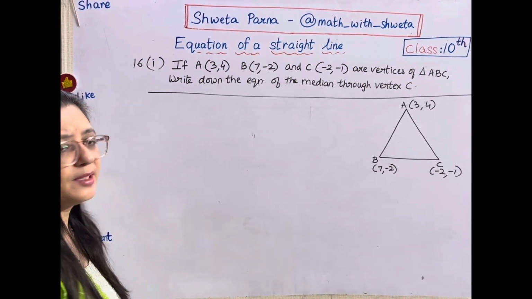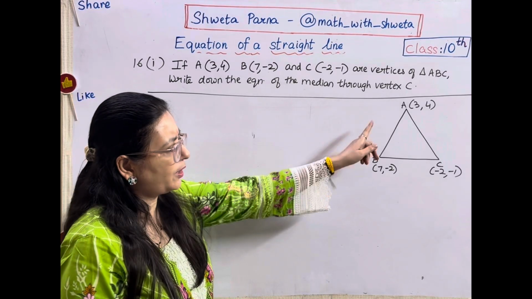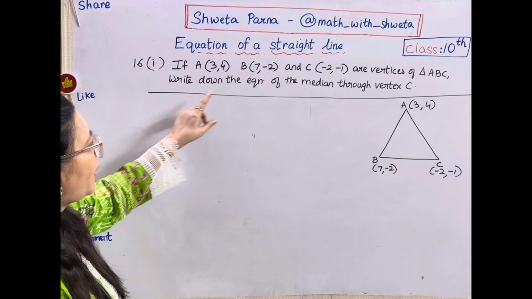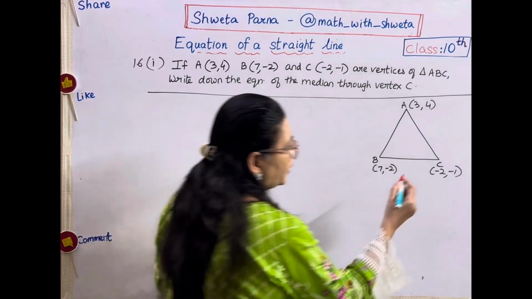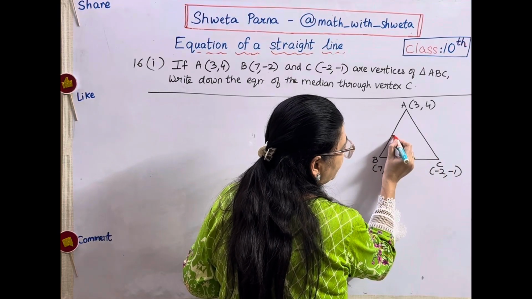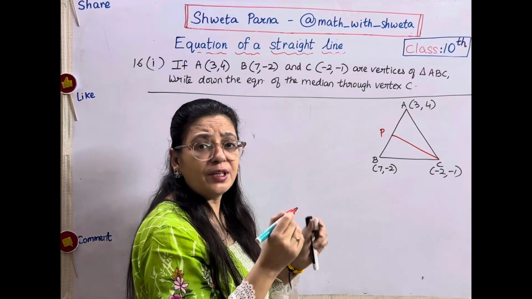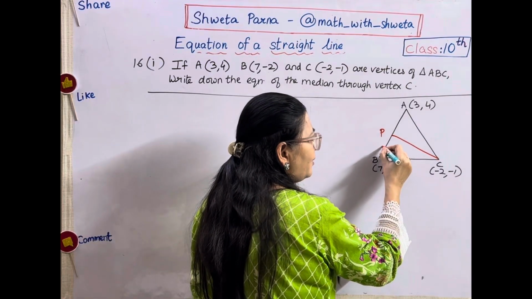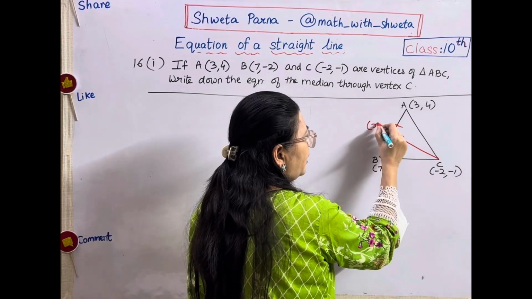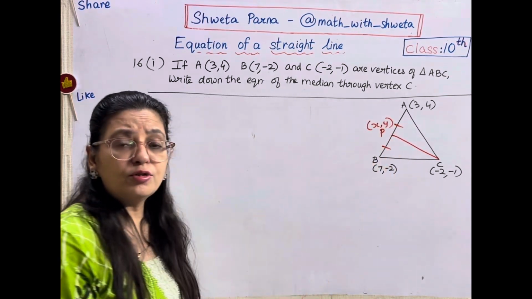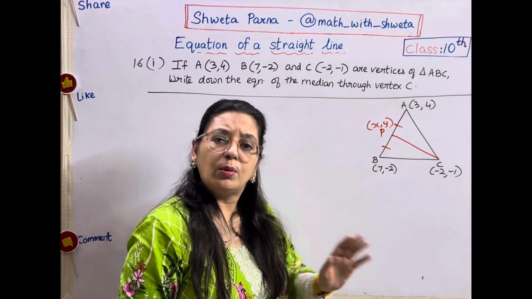Let's go to question number 16, the first sub question. If A, B and C are the vertices of a triangle, write down the equation of the median through vertex C. From vertex C, you are going to draw a median. Let this point be P. Now, if it is a median, that means it divides line AB into two equal halves. That means P will be the midpoint. Let the coordinates be x and y. So whenever a median comes, it divides the line segment into equal halves.